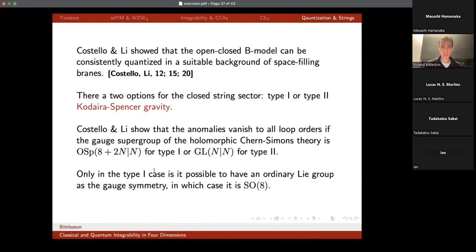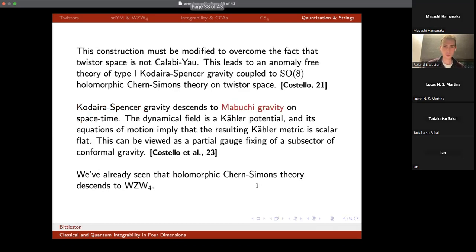The only way to get an honest gauge group is in this first example, taking n equals 0, and that gives you SO(8). So you can get a consistent holomorphic Chern-Simons theory coupled to Kodaira-Spencer. You need to modify the construction slightly because twistor space isn't Calabi-Yau; we have these divisors. Kevin shows how to do that.